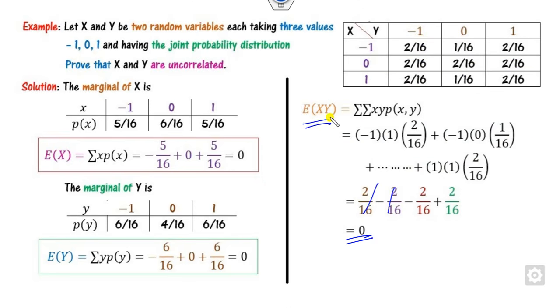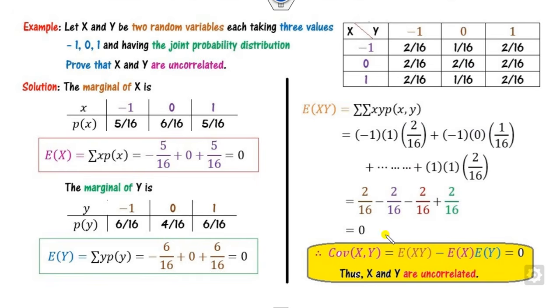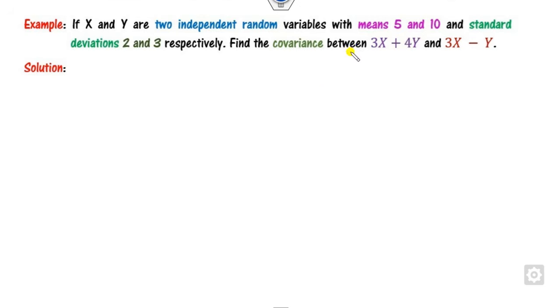So once E of xy is 0, you can substitute here. You can find the covariance, it will be 0, hence they are uncorrelated. Now look at the second example. Again we will discuss the second type. We will again discuss 3 different kinds of examples related to this.